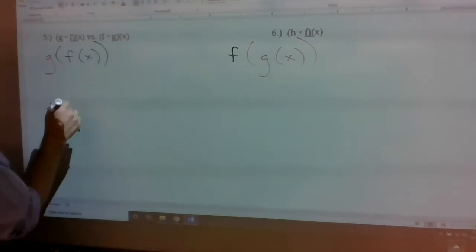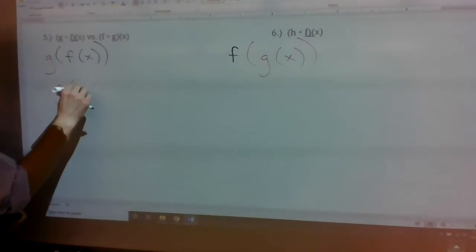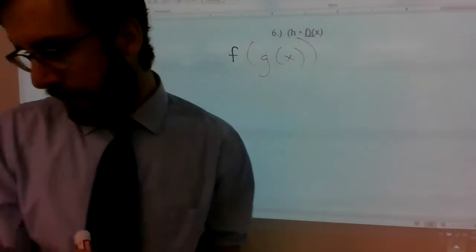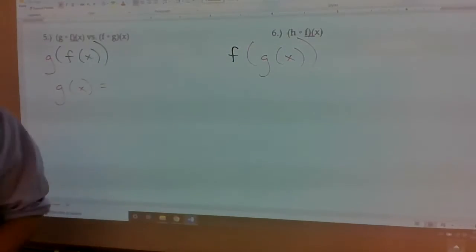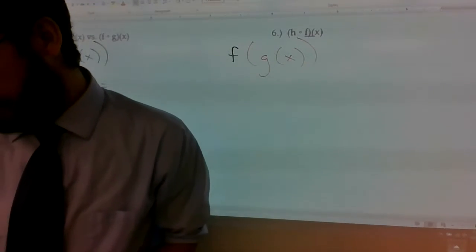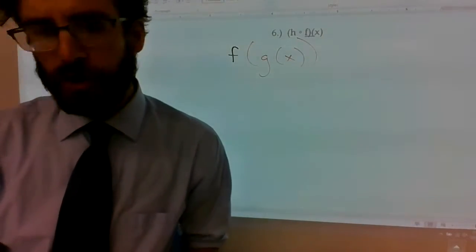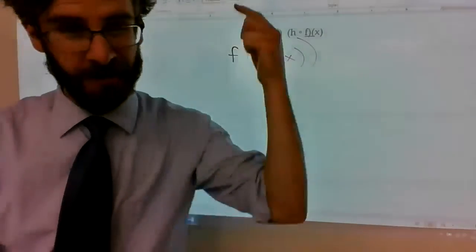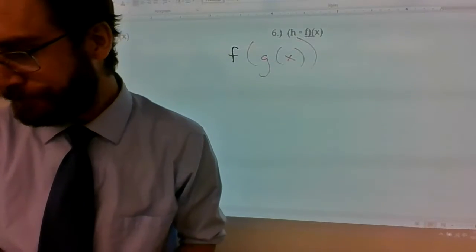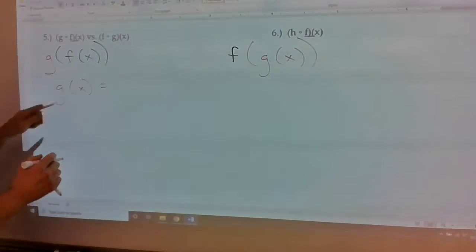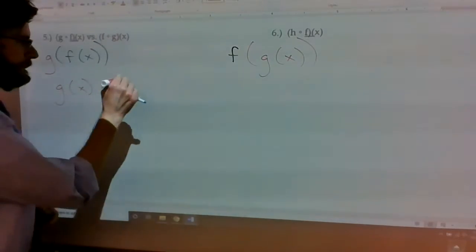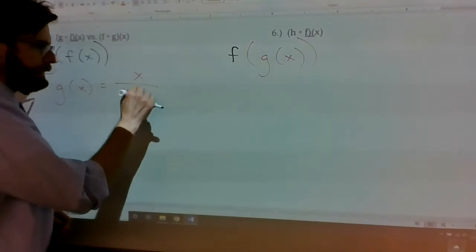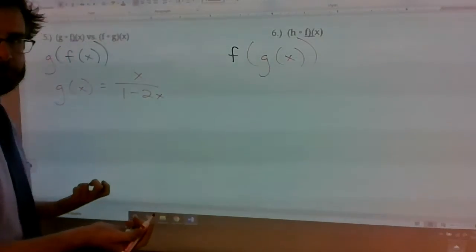So when you think about what g of x is, if you scroll back up to the top page with the examples, you guys will have to look this up on your own. I'm not going to scroll up and down throughout the video. So g represents x over 1 minus 2x, right?